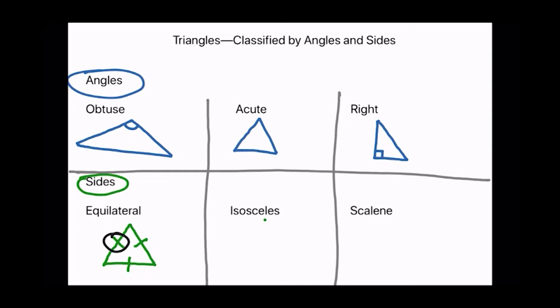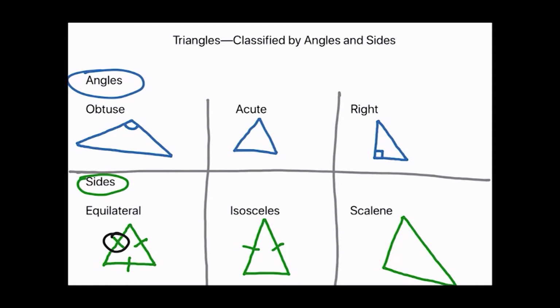An isosceles triangle would have two equal sides. I can show it with two equal sides with those lines. And then the very last one is called a scalene triangle. A scalene triangle has no equal sides. I always think they're kind of tricky to draw. So there's an example of a scalene triangle. None of the sides are equal length.